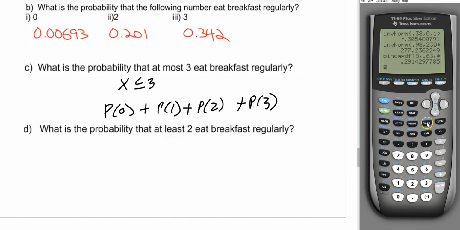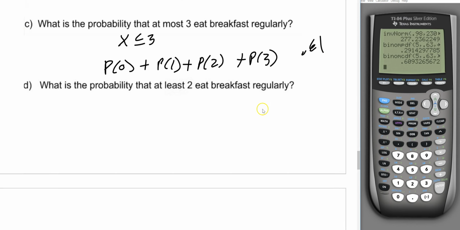So you have second distribution, binomial CDF. Right, so now with CDF we're doing cumulative. This is the right way I want it. So I'm going to type in 5 teenagers eating food, 0.63, and I want 3. Hit enter, and you get your probability, about 61%.